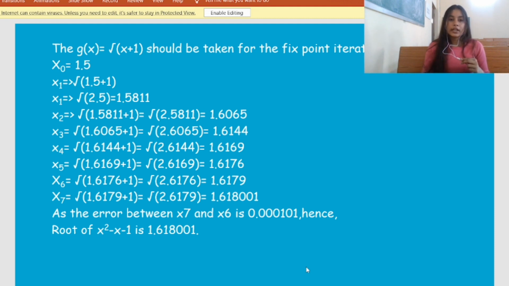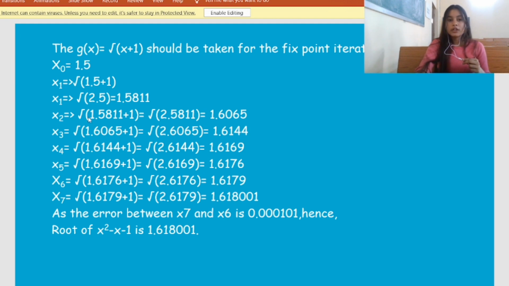अब हम x1 को फाइंड आउट करने के लिए g of x वाली जो इक्वेशन है उसमें x को x0 के इक्वल रखेंगे. तो x1 विल बी अंडर रूट ऑफ x0 plus 1, that is 1.5 plus 1, which will be equal to 1.5811. For x2, for finding out x2, we'll put x1 instead of x. For finding out x1, we put x0 in the place of x. तो हम लोग x2 फाइंड आउट करने के लिए x की जगह x1 रखेंगे, एक पीछे वाली स्टेप.